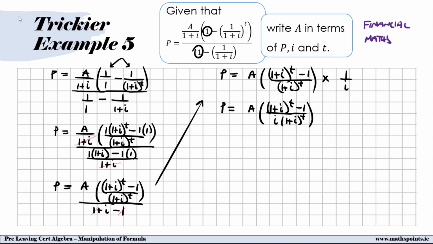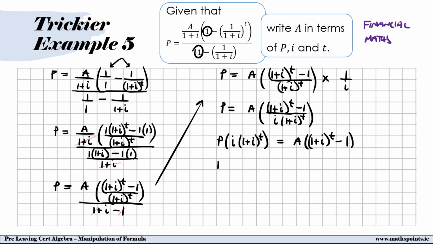So remember, we're trying to get A on its own here. So to get rid of the denominator in the fraction beside it, I'm going to multiply both sides of this equation by I on 1 plus I to the power of t. That'll give me on the left hand side P on I on 1 plus I to the power of t, and that'll be equal to, on the right hand side, A on 1 plus I to the power of t minus 1. Finally, to get A on its own, I'm going to divide both sides by what's currently being multiplied by the A, which is 1 plus I to the power of t minus 1.